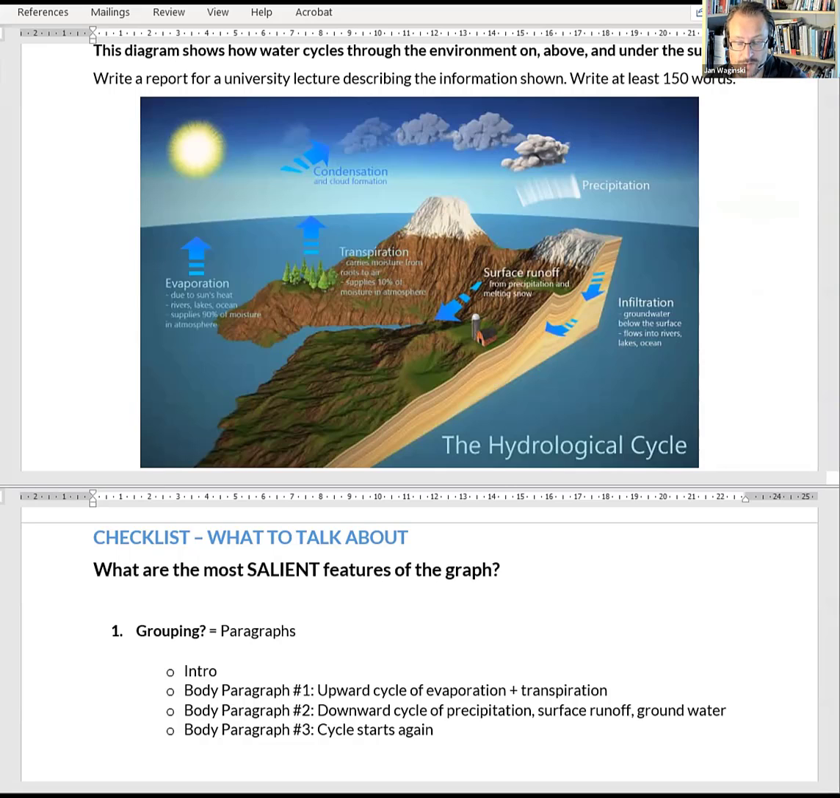So today we're going to talk about natural processes. This one comes up a lot. It's a typical one. It's the hydrological cycle. So just have a look at it for a few moments and let's talk about what you notice here.